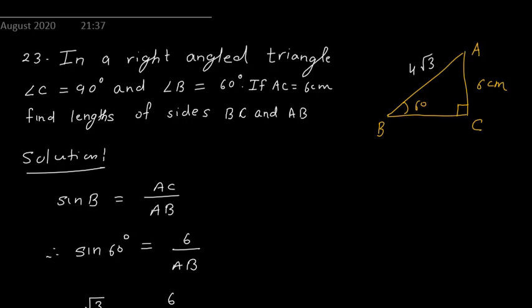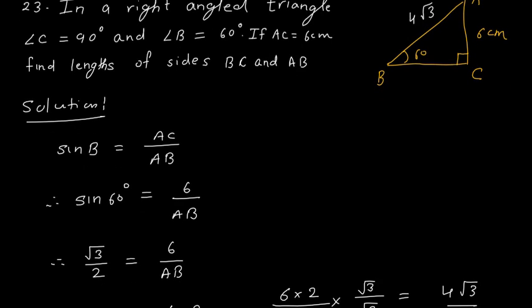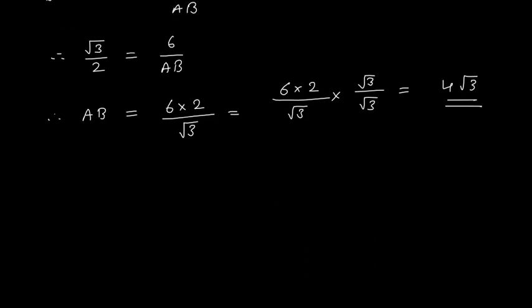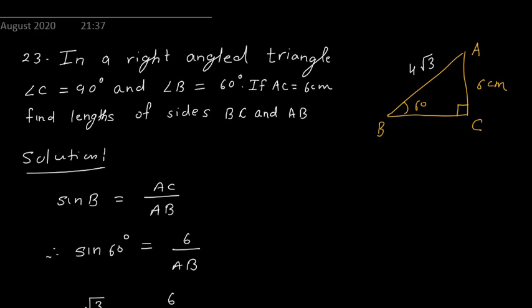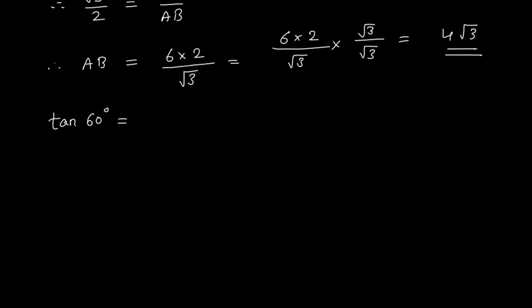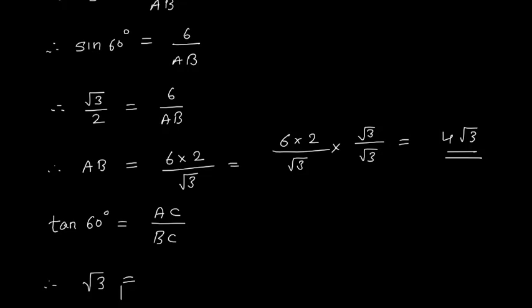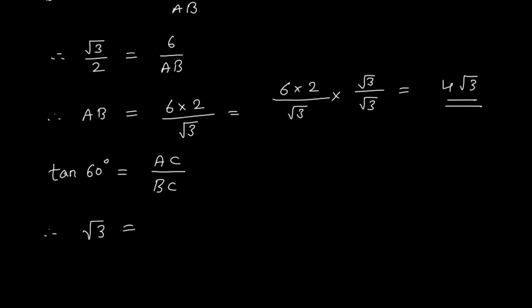Now BC. For that we use tan 60 degrees. Tan 60 degrees is equal to AC upon BC. Tan 60 degrees is root 3. So root 3 is equal to the value of AC, which is 6, upon BC.